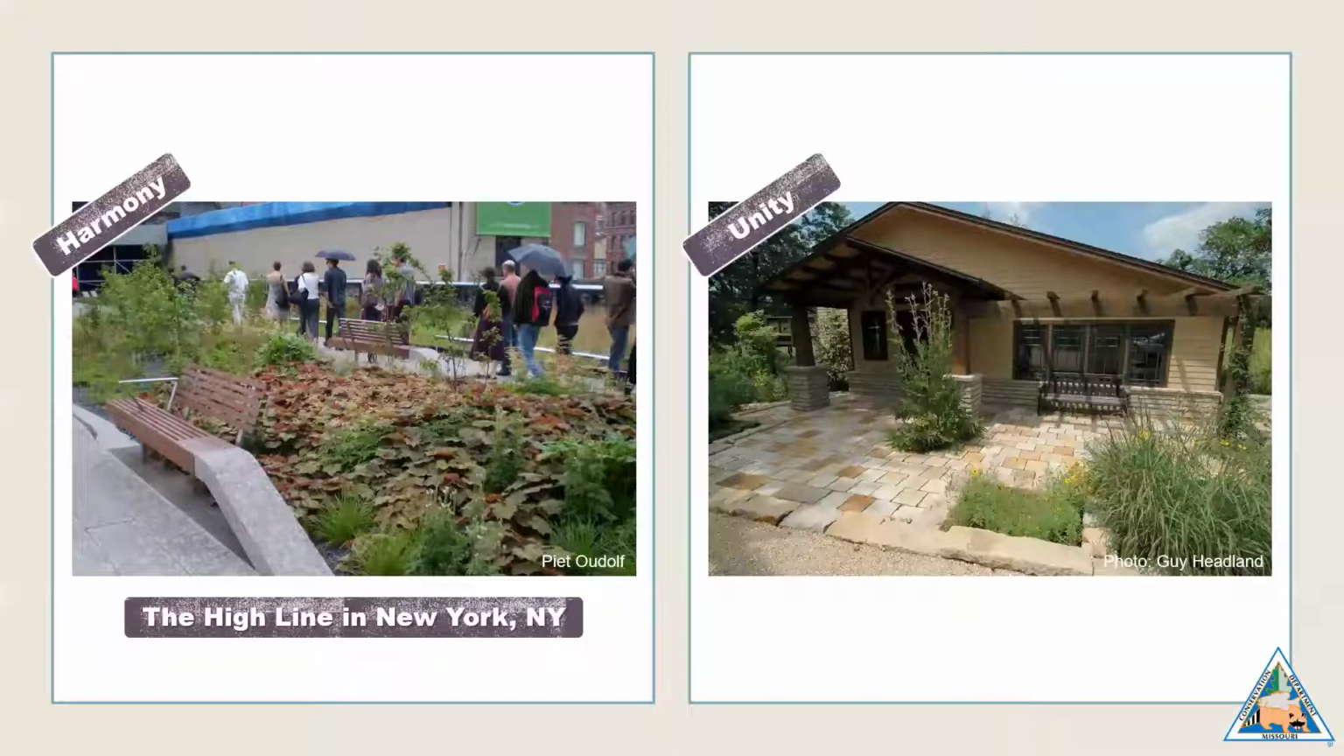Harmony and unity are elements that are very similar to each other. Harmony is the arrangement of elements to give the viewer the feeling that all the parts of the piece form a coherent whole. I like this photo on the left of your screen from the High Line in New York City.